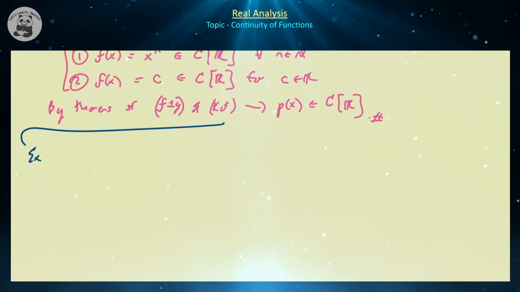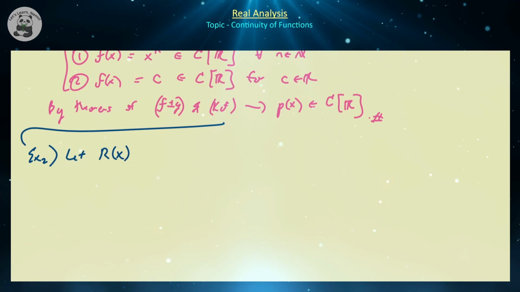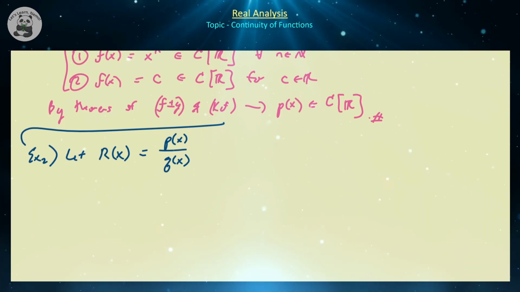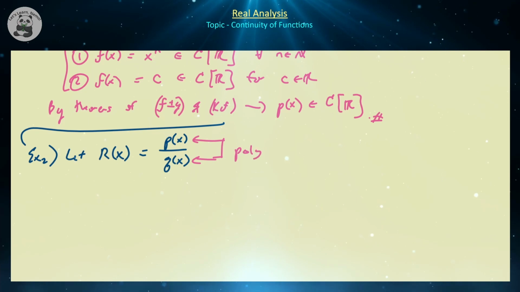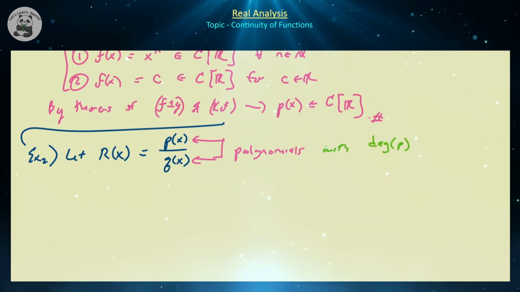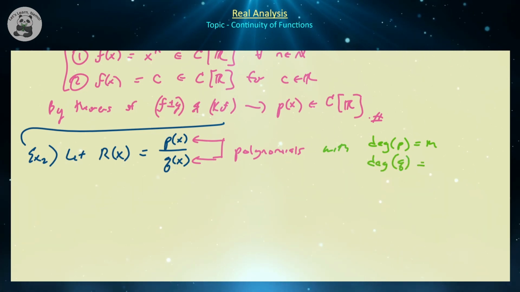Now another set of functions that would be continuous would be the set of rational functions, which I'll denote as r of x. So keep in mind, a rational function is one that can be expressed in the form p of x over q of x, where p of x and q of x are both polynomials. And these polynomials can be of different degree. They don't have to match. So let's specify that the degree of p is equal to, say, m, and the degree of q is a degree n polynomial.